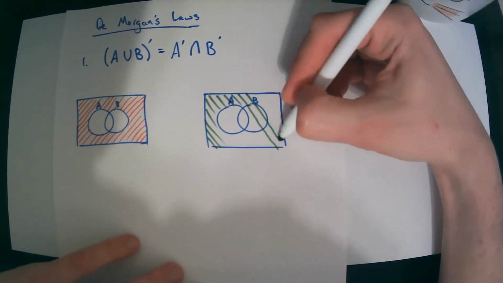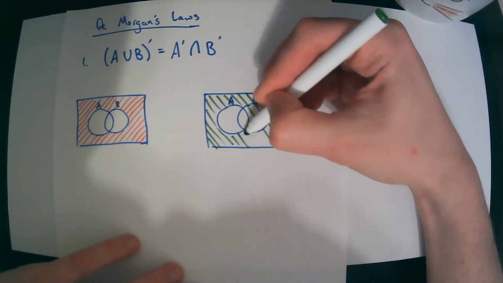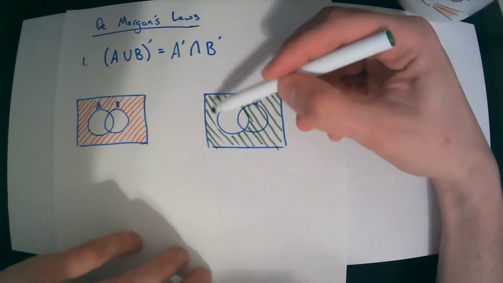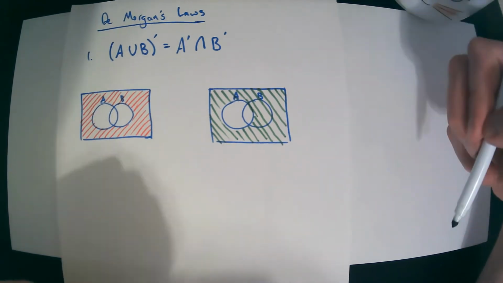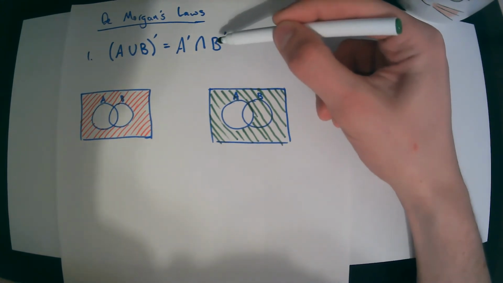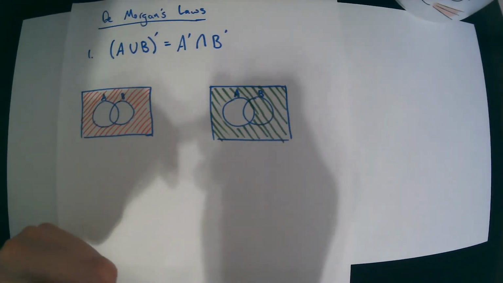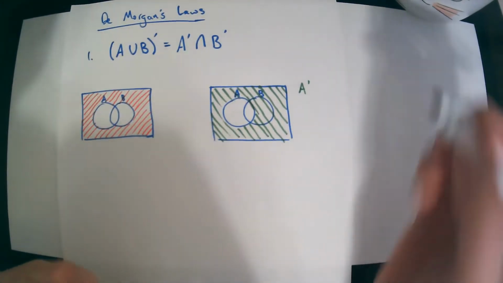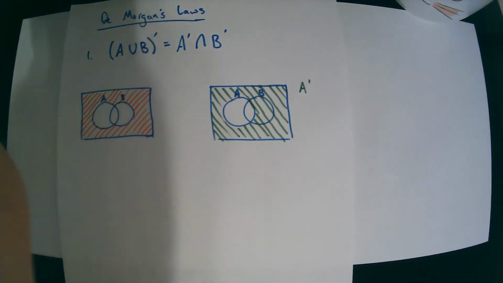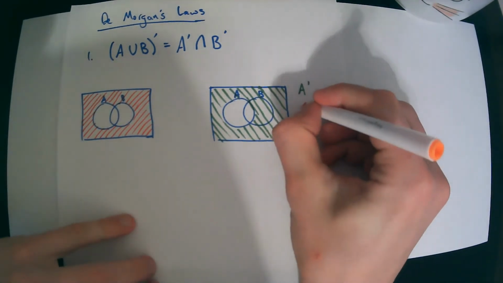So that means I'm going to get B, but I can't get that spot there because that's in A. So I'm getting all of this stuff, everything except for that A. Now what about on this side? B complement is everything in this rectangle except for the stuff in B. So let me color code this. This is A complement that I've done in green. Now I want to use red for the final answer, so let's use orange for B complement.